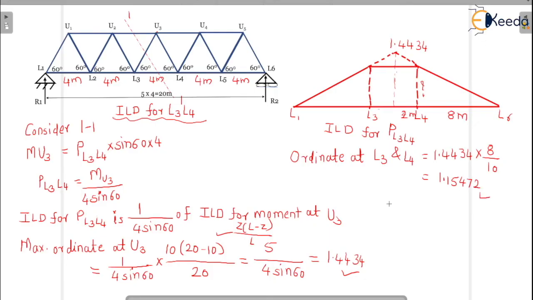Now we have to find the maximum force in member L3, L4. It will occur when the load covers the entire span. It is in the middle, right? So the load should cover the entire span; then only will the maximum force in the member L3, L4 occur. So let us calculate that. The maximum force in L3, L4 will occur when the load covers the entire span.